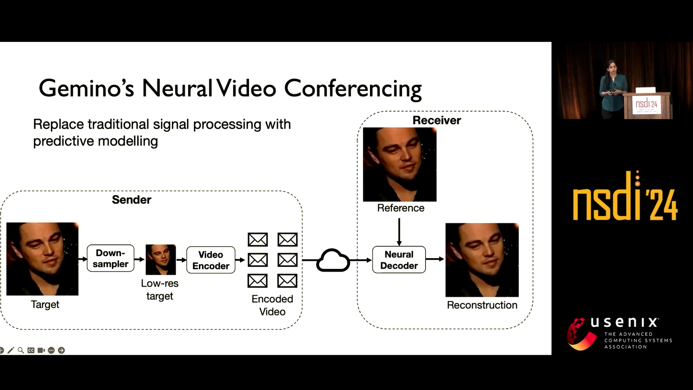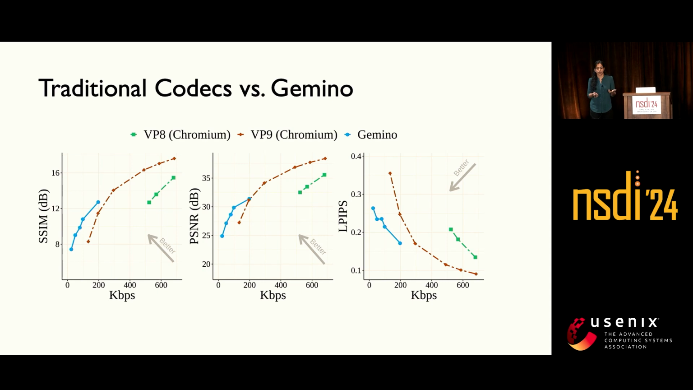At its highest level, Gemino does precisely this with its neural video conferencing solution, where we replace traditional signal processing with predictive modeling. The highest level idea here is that Gemino takes the same camera frames that are read at the sender, first puts them through a downsampling module that generates a low-resolution target, which is then transmitted over the network. So with Gemino, we first put the target frames through a downsampler that generates a sequence of low-resolution versions of the same target that are then put through the video encoder to generate the encoded video packets.